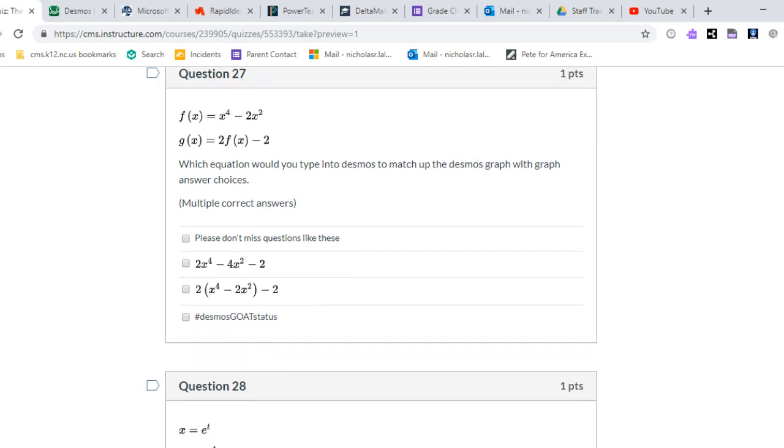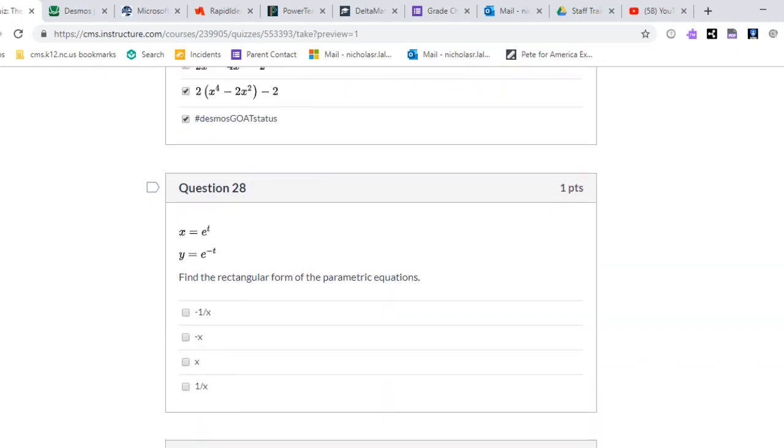Question 27. F of x is equal to x to the 4th minus 2x squared. G of x is equal to 2 times f of x minus 2. So here you just have to plug in 2 times whatever f of x is minus 2 into Desmos and match up the graph. So all of these are correct choices. You just have to plug it into Desmos.